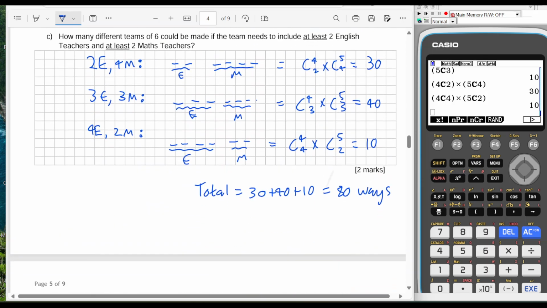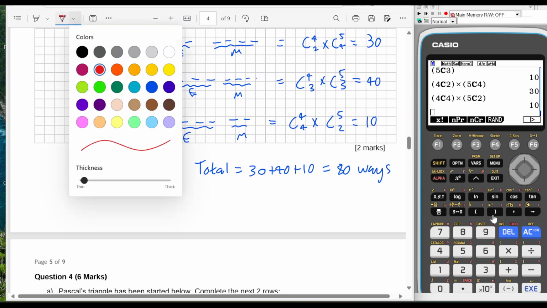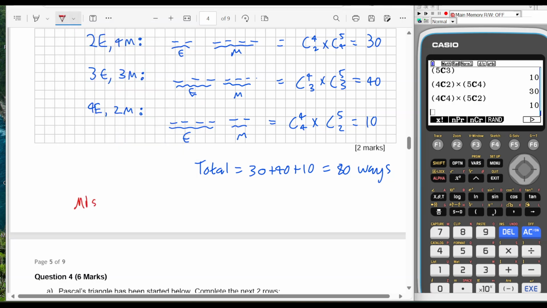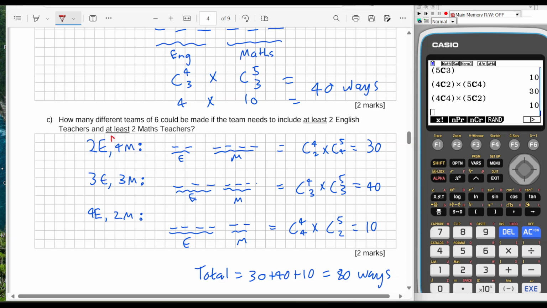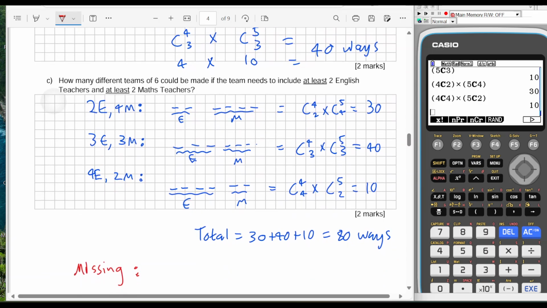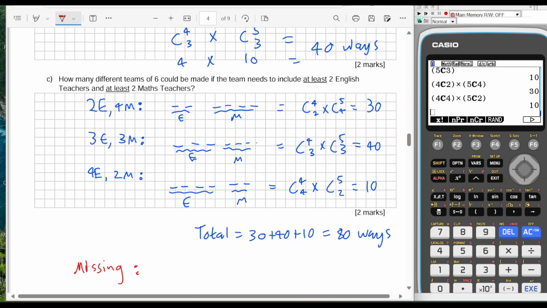What are the 4 possibilities that aren't included here? So a much easier way to do this question is we are missing... Now, you can't go any further down this way because if you try and do 5 English teachers, you're out of English teachers. And then you would have 1 maths teacher there. But you can sort of go back further up this way. We could look at, let's see, 2 English, 2 maths teachers. So the one that we're not including is the one where we have 1 English teacher and 5 maths teachers.